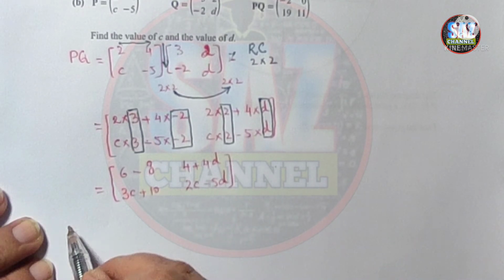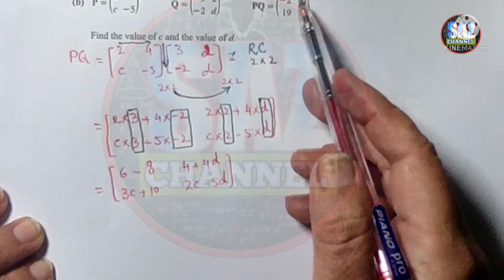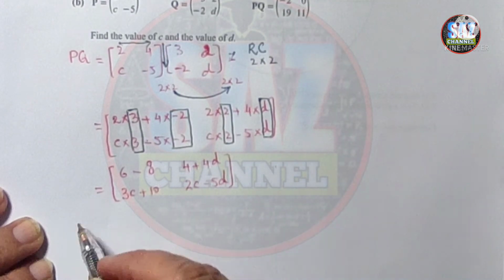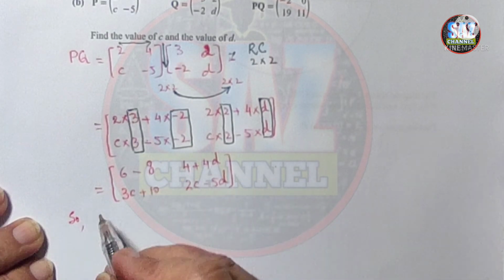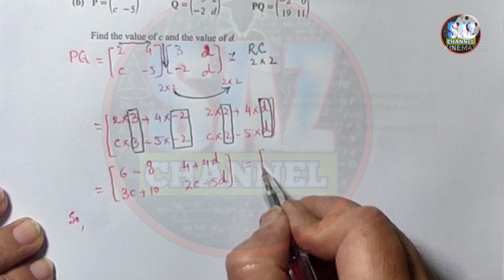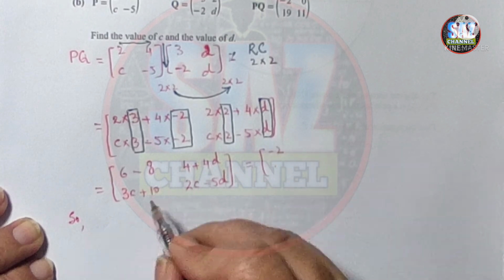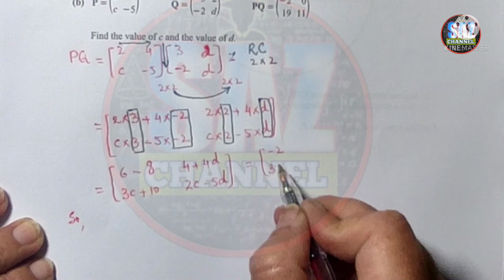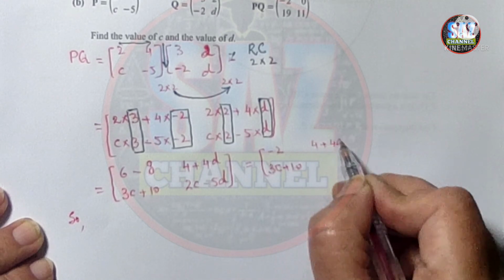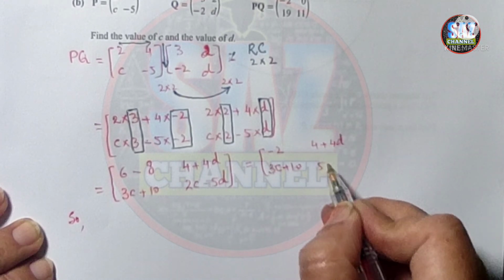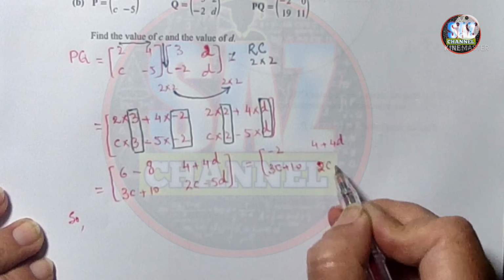Now given product is minus 2, 19, 0 and 11. So what we are going to do, let me solve this first. Over here this is minus 2. Rest elements we cannot solve yet. 3C plus 10, 4 plus 4D, 2C and minus 5D.